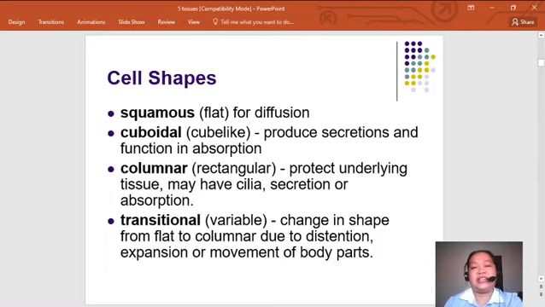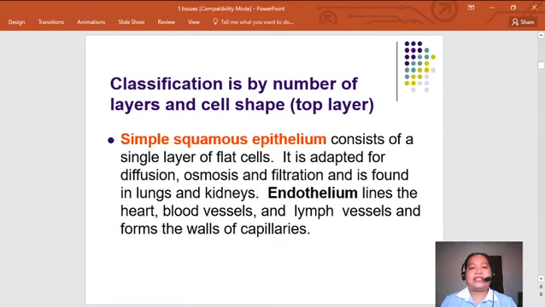One good idea we will mention later as we go through the types of epithelial tissues and their examples. Classification by number of layers and cell shape is also another way. So if we combine all those categories, we have these different types of epithelial tissue.